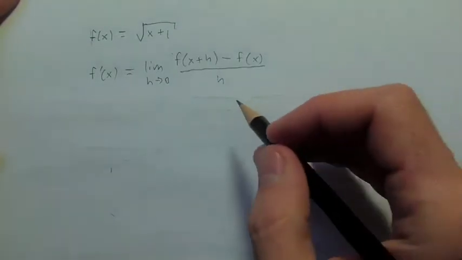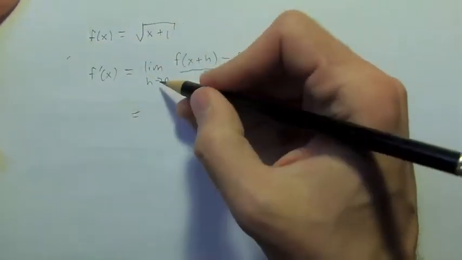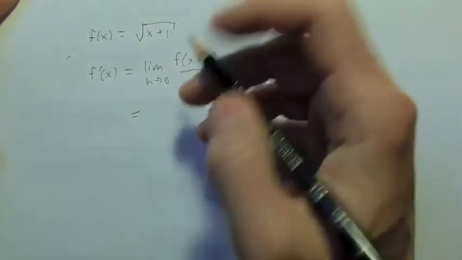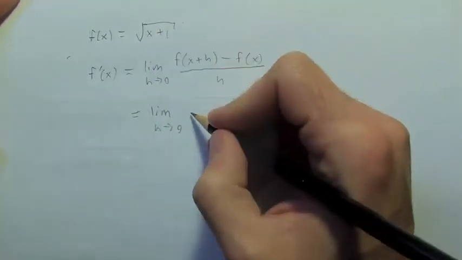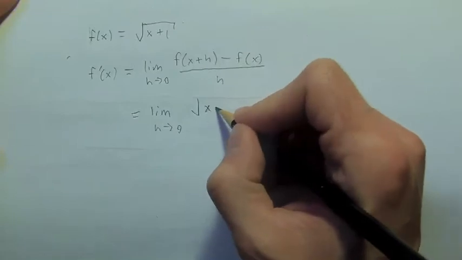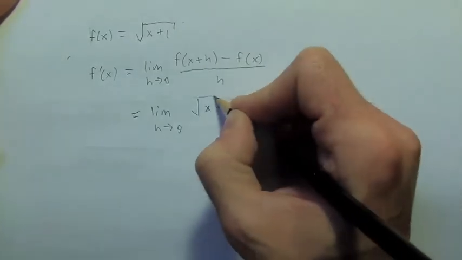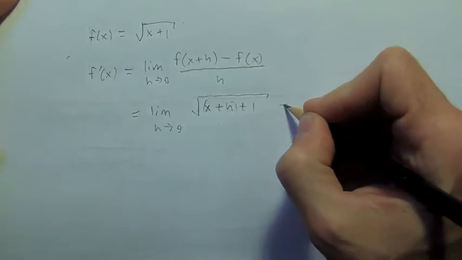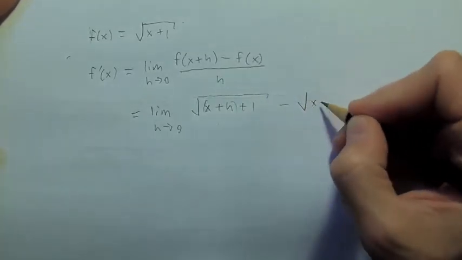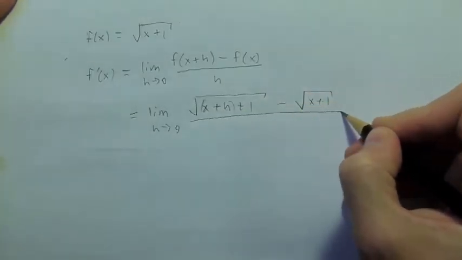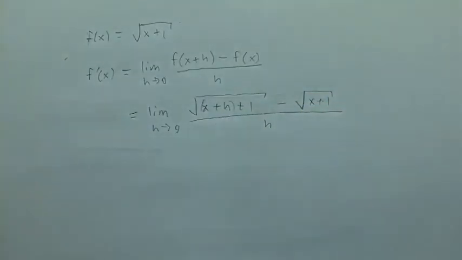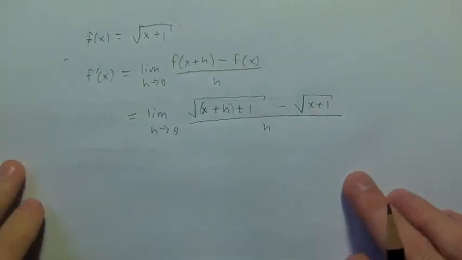Okay. So, right, we have the limit as h goes to 0 of f of x plus h. So that will be the square root of x plus h plus 1, minus the square root of x plus 1, right, minus f of x. So that one's not too bad. All over h. Now, what do you do when you have square roots?